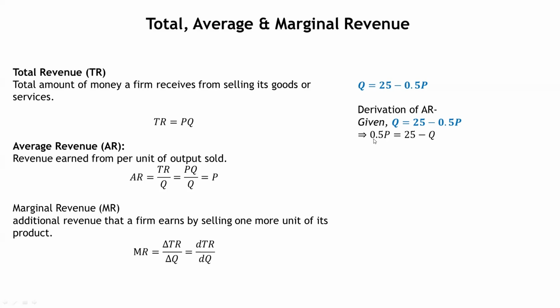Now, if we divide both sides by 0.5, we get P equals 25 by 0.5 minus Q by 0.5. 25 by 0.5 means 250 by 5, which equals 50, and 1 by 0.5 equals 2. So P equals 50 minus 2Q. And as we know, average revenue always equals price. That is why we can write price equals average revenue. That is, average revenue equals 50 minus 2Q.